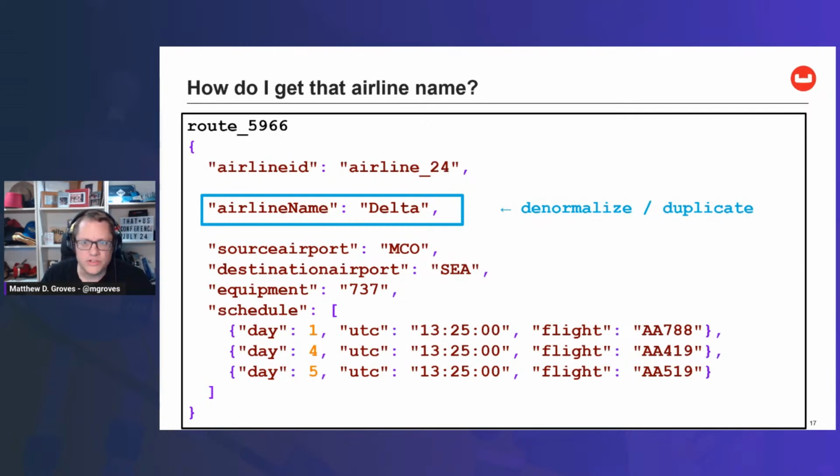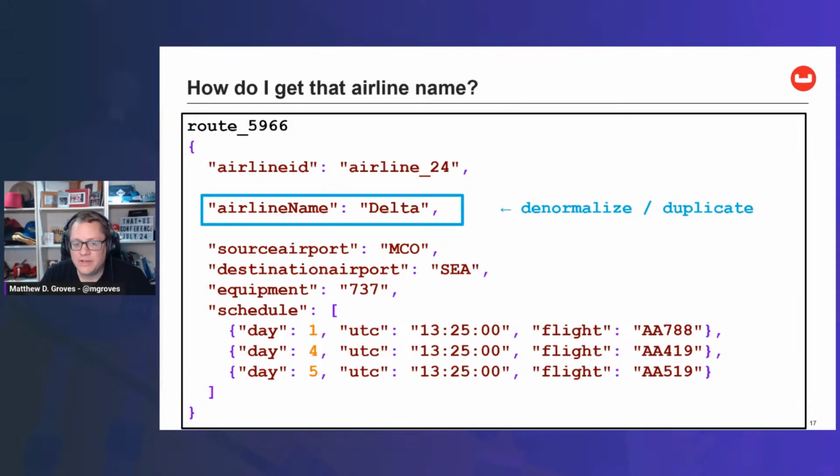So one thing I could do in a NoSQL database is go back to these routes, look up the airline name, and store it here in the route. So I have the airline name now in two places. It's in my route and it's in the actual airline document. So this is a denormalization. This is a duplication of data. Now this will be frowned on in a relational database because you're not supposed to duplicate data. You've got to keep it in third normal form, right?